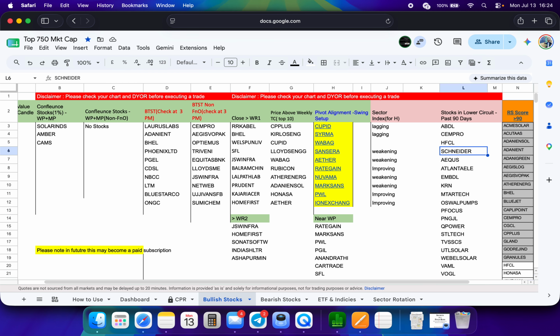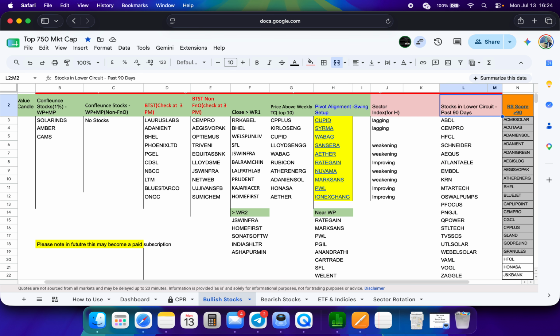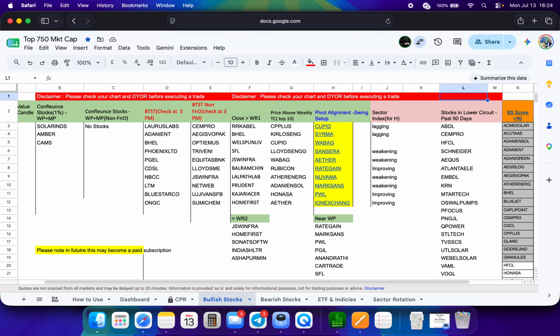Then you have data of about, let's say, 20 stocks which as per the formula have gone into lower circuit in the past 90 days. The idea is that if you are buying something and it has been in a lower circuit for the past days, it could be in a higher circuit also, assumption. So maybe you may want to avoid it, or maybe you can continue considering the risk.